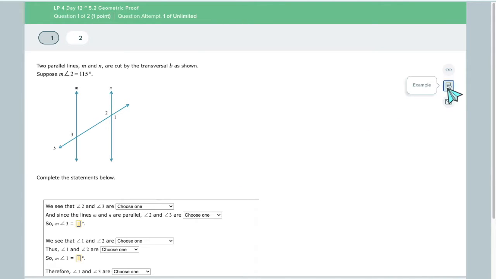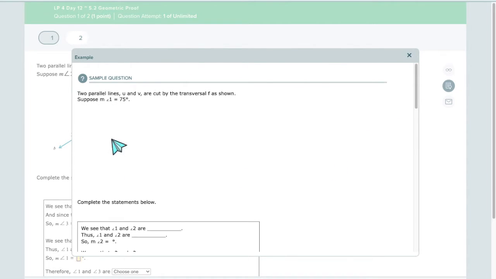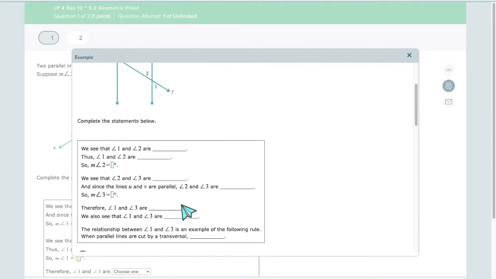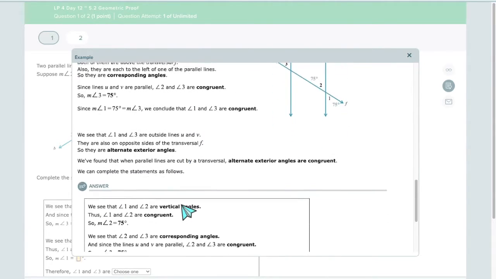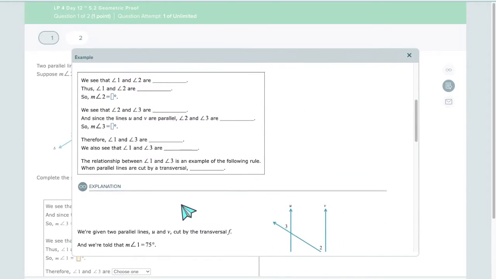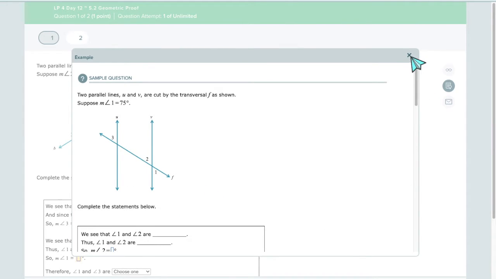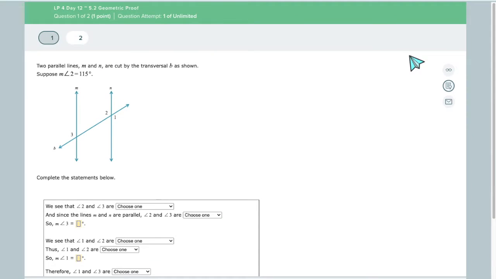Example does give you a very similar example and show you exactly what it wants you to do for this type of problem. So you can look through there, read through all the examples. If you want to see another one, you can click on example again. It'll give you another example. You can also message your teacher directly from the screen so we can see where you got stuck or where you need help. Okay, so let's go ahead and take a look at this.